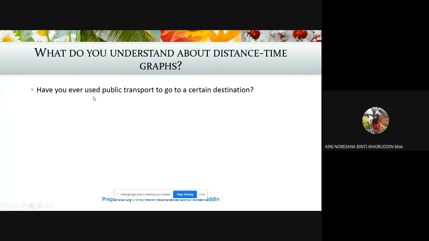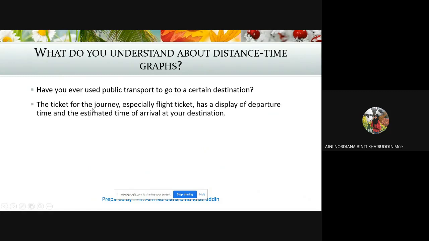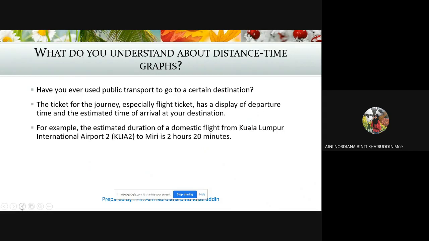Okay, have you ever used public transport to go to a certain destination? Ada tak? Mestilah ada kan? Naik bus, naik Grab, naik train. So, the ticket for the journey, especially flight ticket, has a display of departure and estimate time arrival. Kan dekat flight ticket tu biasanya dia akan tulis pukul berapa bergerak, pukul berapa sampai.